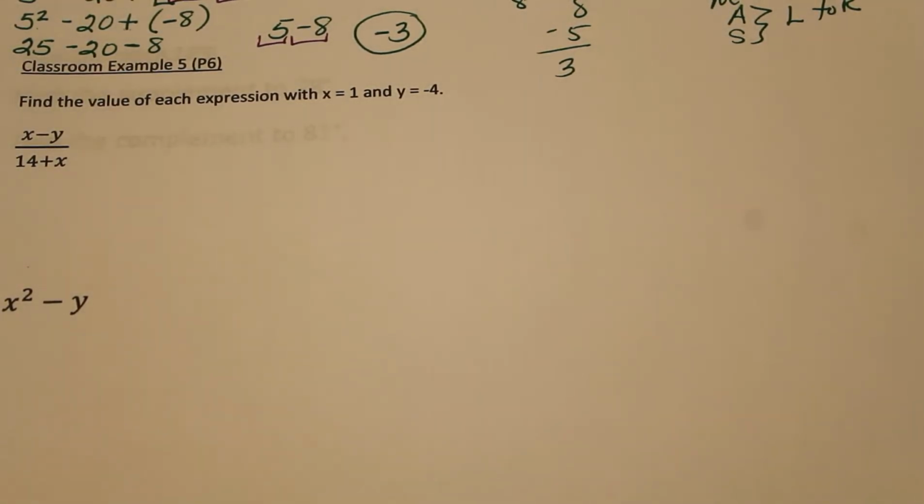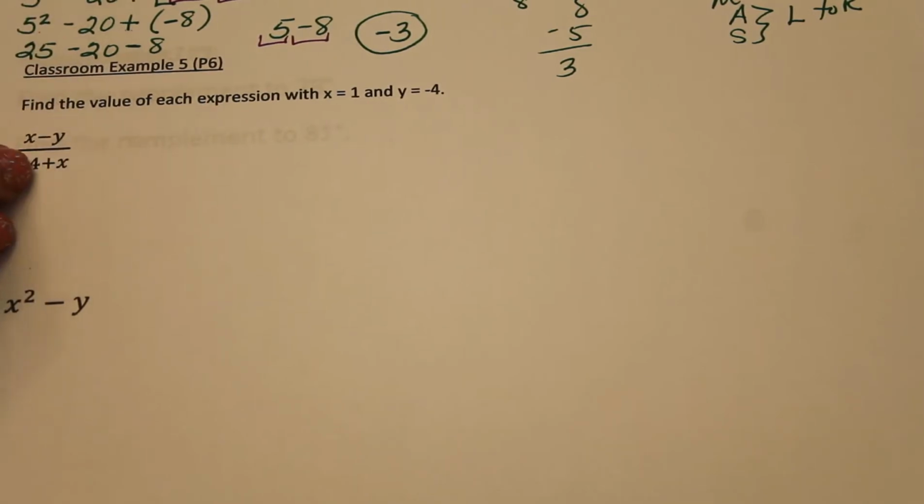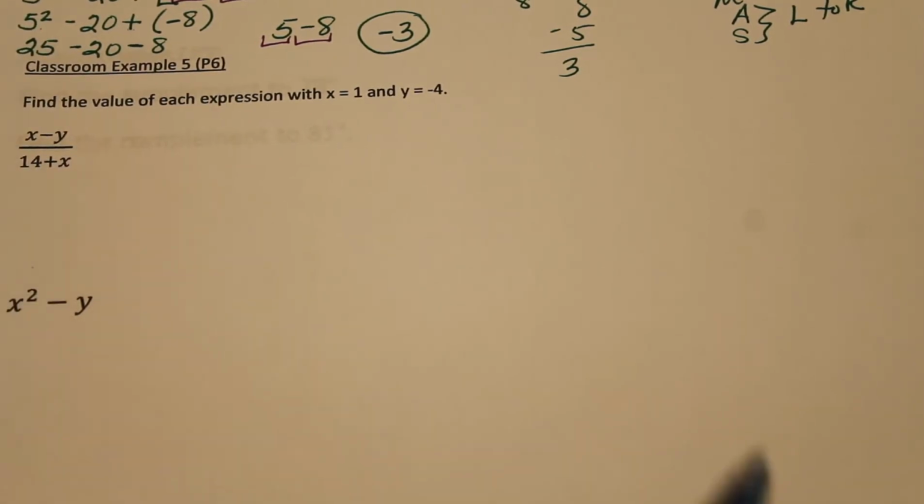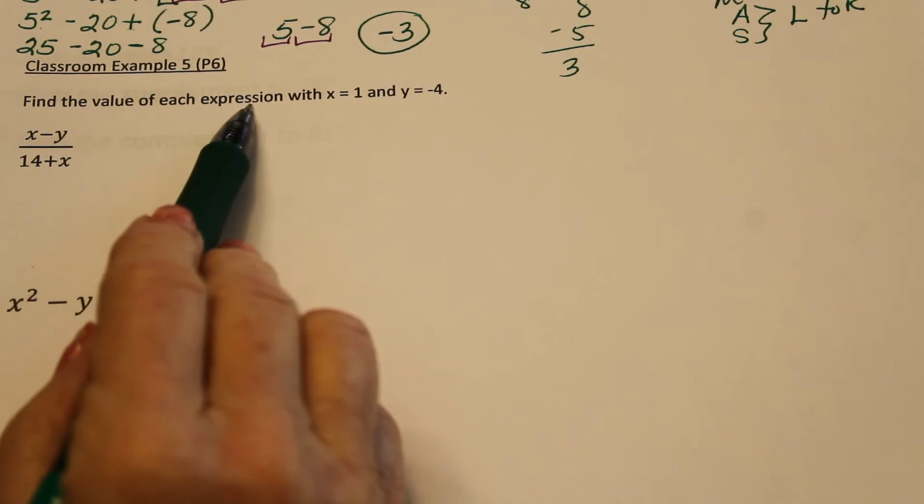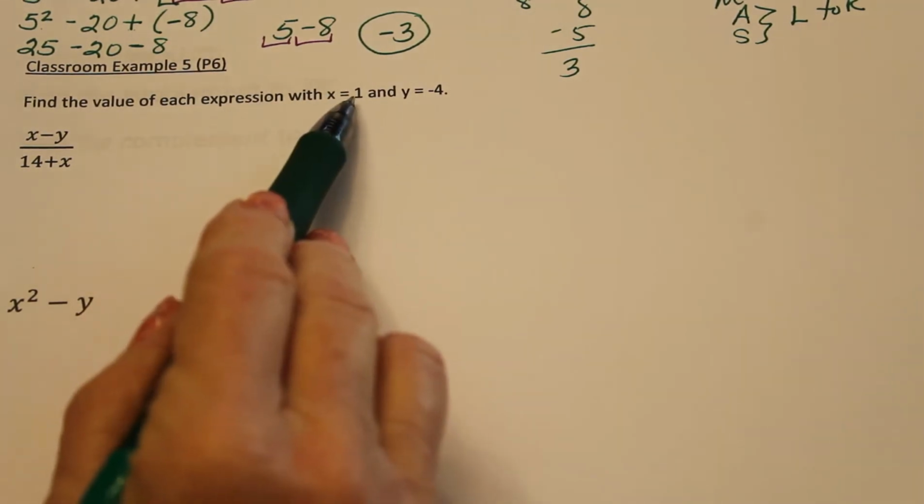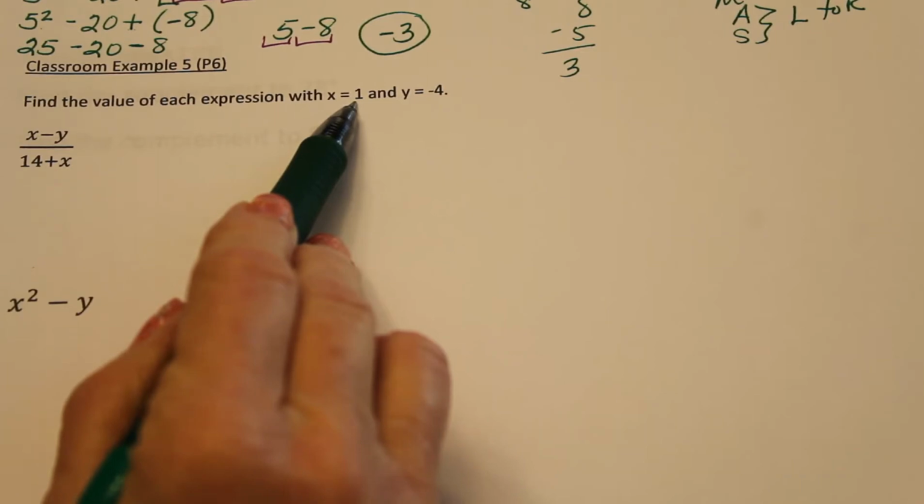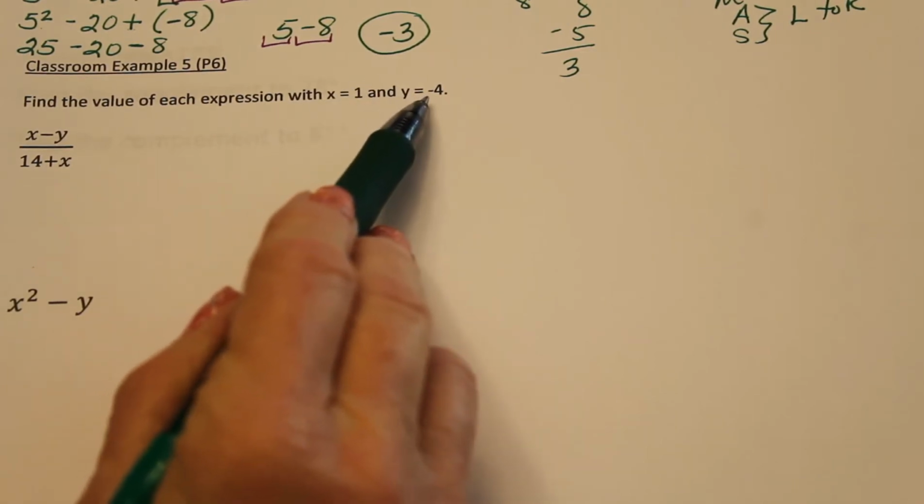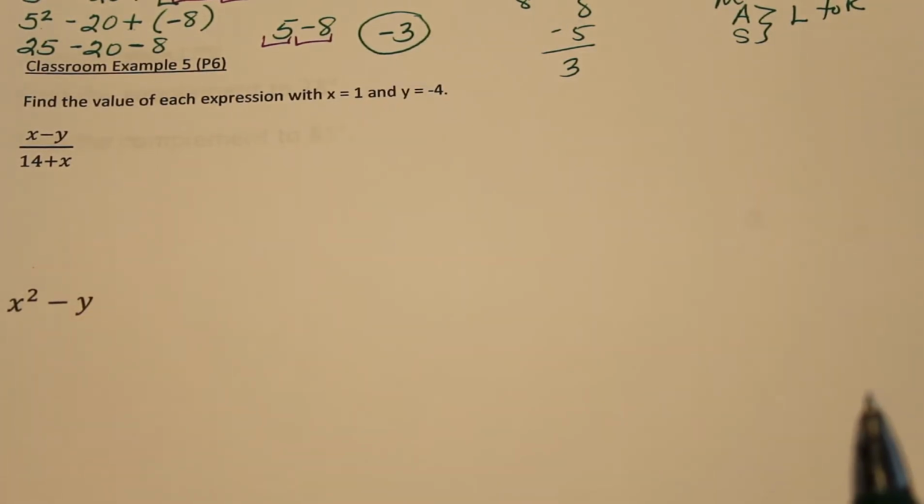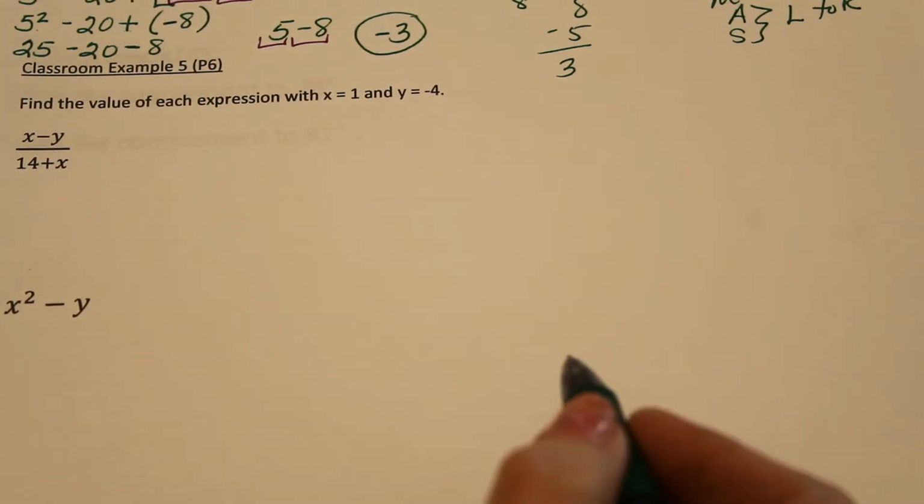Continuing with section 1.6, let's do classroom example 5. And we're going to evaluate an expression, substituting everywhere we see an x. We're not going to put x, we're going to substitute a 1. And everywhere we see a y, we're not going to put y, we're going to substitute -4.